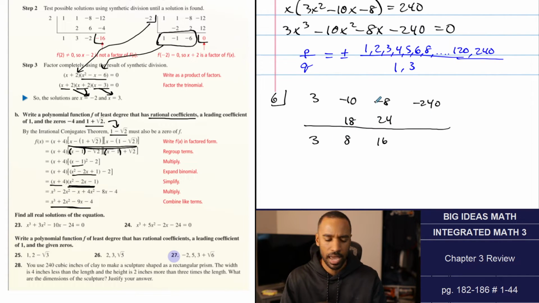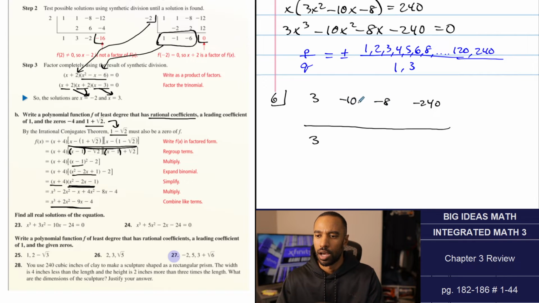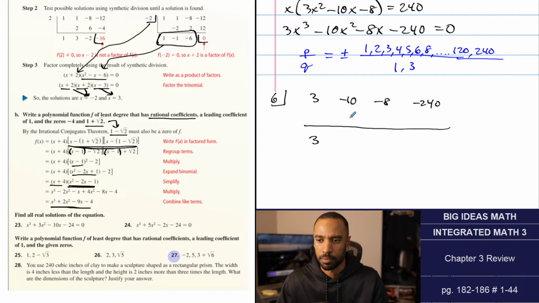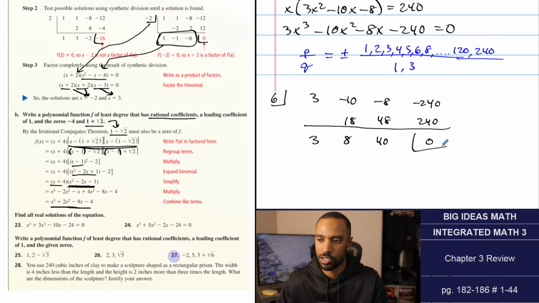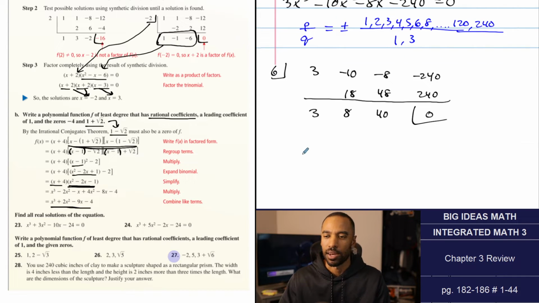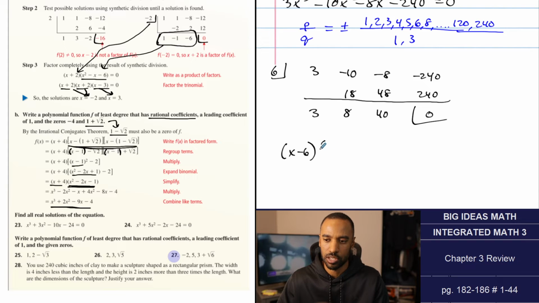Am I missing something there? 18. Oh, 8 times 6 is not 24. 8 times 3 is 24. Let's do that again. 18, 8, 48. 40. There we go. 240, 0. I'm like, hold on, I need a 0 remainder. Something went way wrong. All right. So this factors into, remember, x minus 6 would be one of them, x minus 6, and this is 3x squared plus 8x plus 40.